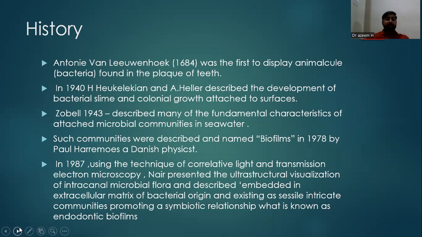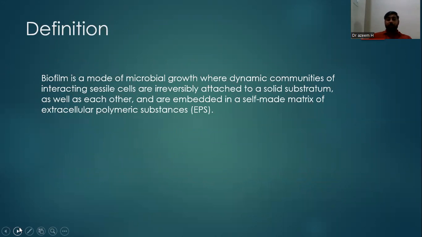In 1987, using the technique of correlative light and transmission electron microscopy, Nair presented the ultrastructural visualization of intracanal microbial flora and described them as embedded in an extracellular matrix of bacterial origin and existing as sessile, intricate communities promoting a symbiotic relationship, what is known as endodontic biofilms. So endodontic biofilm is defined as a mode of microbial growth where dynamic communities of interacting sessile cells are irreversibly attached to a solid substratum as well as each other and are embedded in a self-made matrix of extracellular polymeric substances.